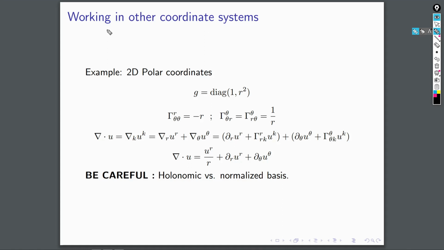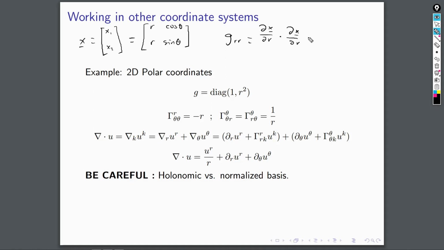So if I'm working in R2, for instance, we have our position vector is going to be x1, x2, and we introduce the coordinate transformation for polar coordinates. This is r cosine theta, r sine theta, and then g_rr equals dx/dr dot dx/dr, which you can check is 1, and similarly g_theta theta is equal to dx/dtheta dot dx/dtheta, and you can check that that's r squared. Okay, so you get this is the metric tensor.